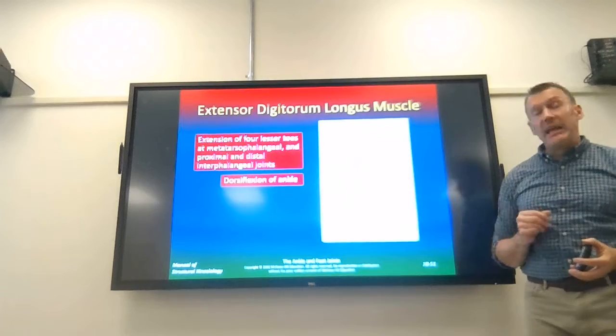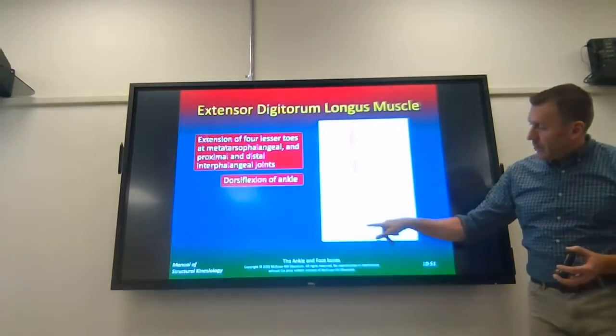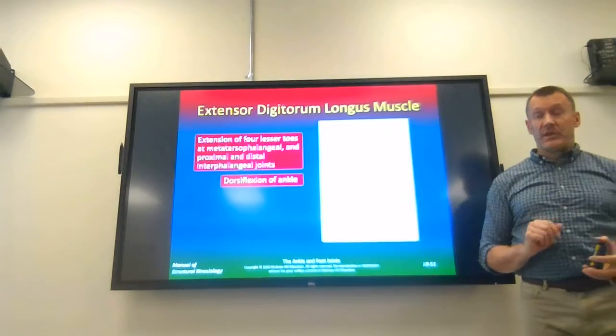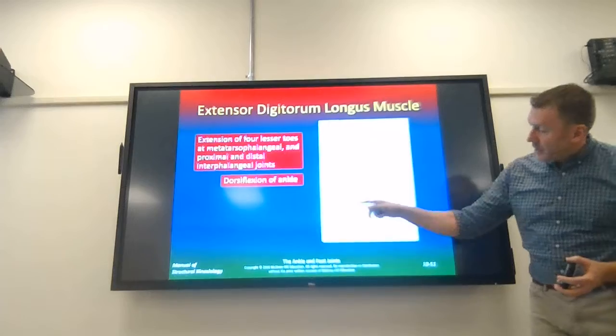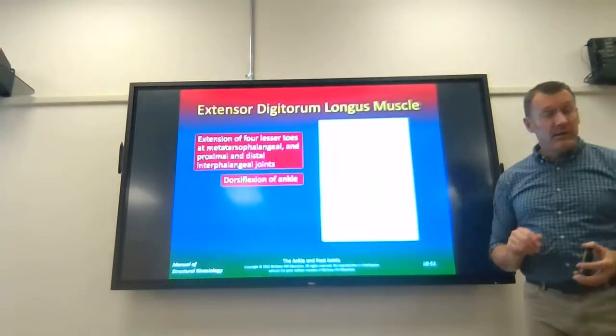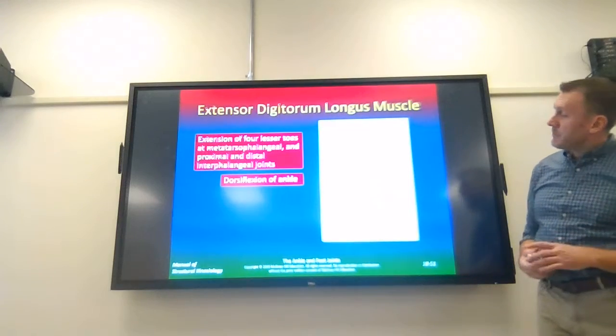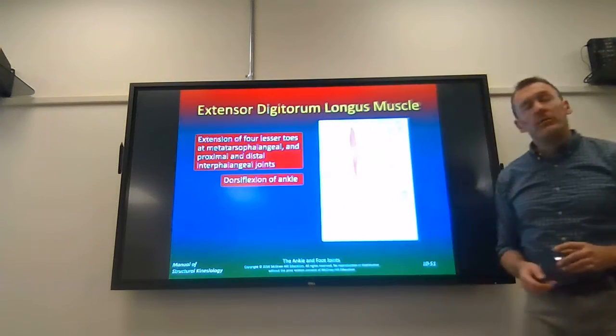So it acts on the ankle joint, but it also acts on all of these joints all the way down to the tips of the toes. So the interphalangeal joints, the metatarsophalangeal joints, the ankle joint itself. So it's a muscle that has action at a large number of joints.